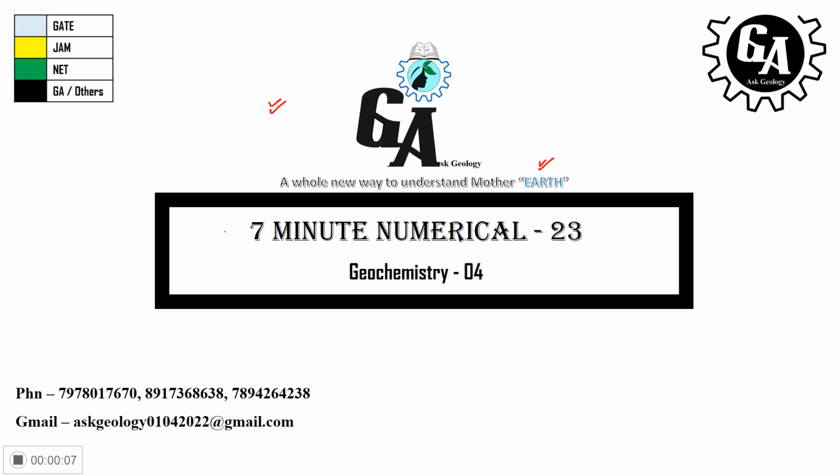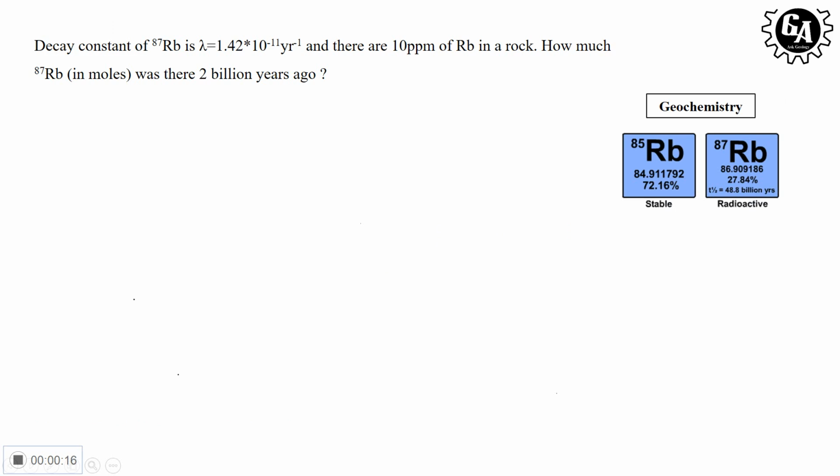So, in today's 7-minute numerical, we are going to discuss another geochemistry question. Let's see what the question asks. The question is: given the decay constant of 87 rubidium. This lambda is your decay constant symbol, and it is 1.42 x 10^-11 year inverse.